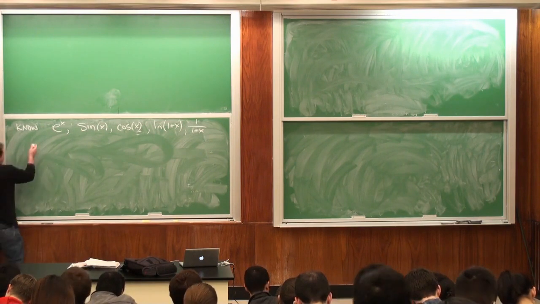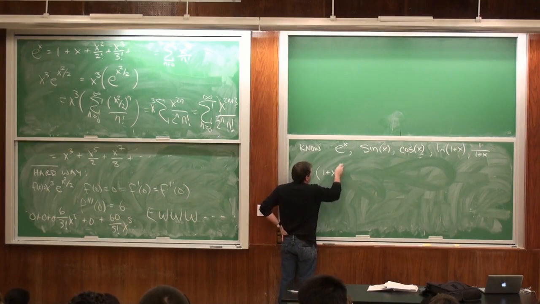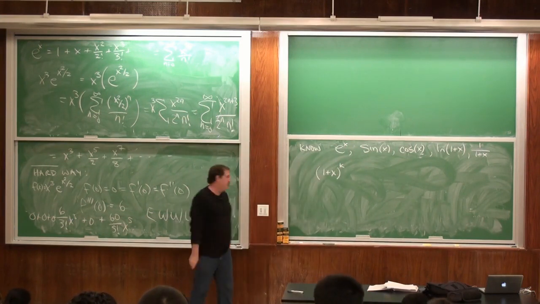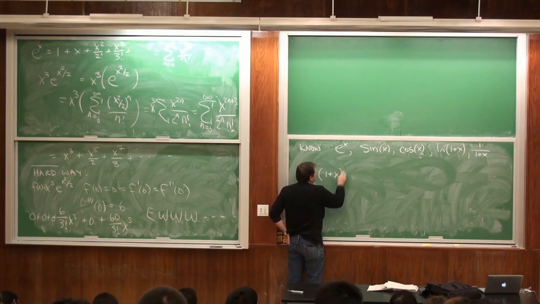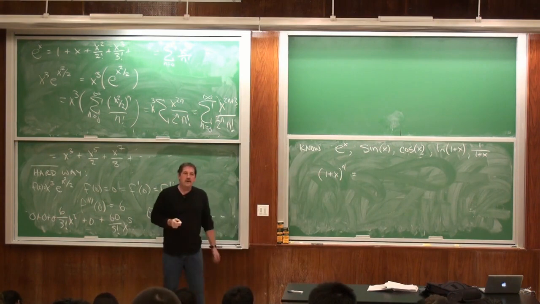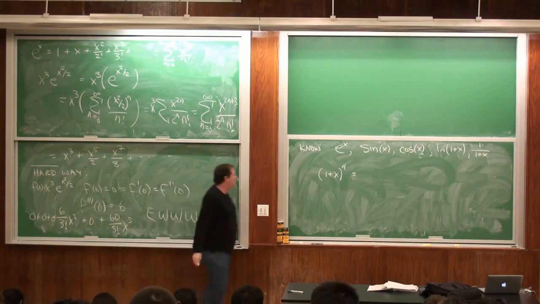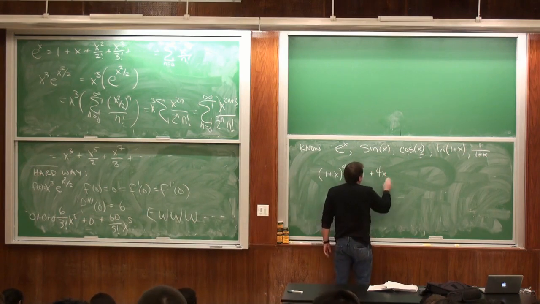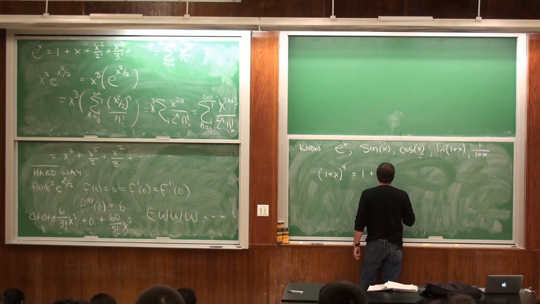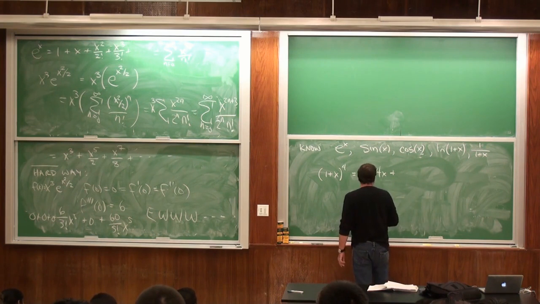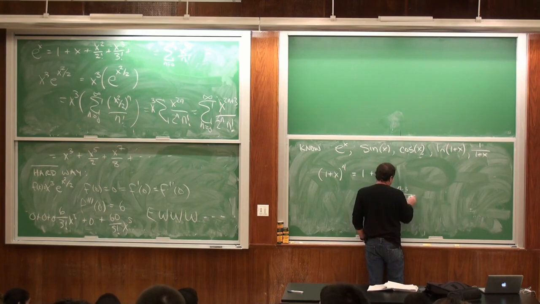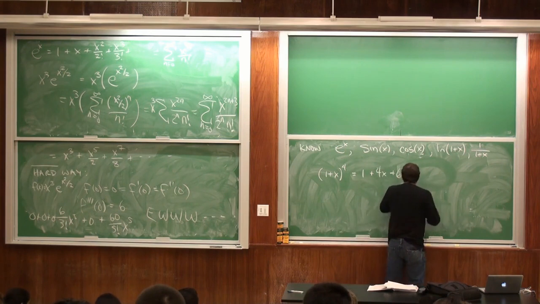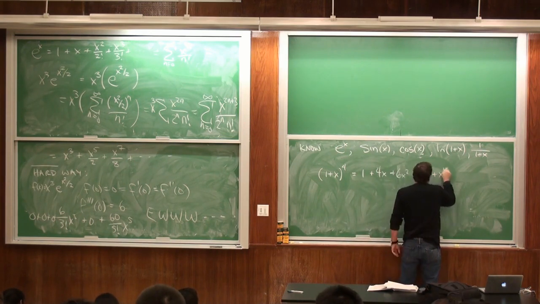So, what I'd like to do now is a series for 1 plus x to the k. K is some number. So actually, just to remind you, if I want 1 plus x to the fourth power, you know this. This is 1 plus 4x plus, what's the next term here? 4 choose 2 is 2? No, 8. Why can't I do this? 4 times 3 over 2, 6. 6x squared plus 4x cubed plus x to the 4th.